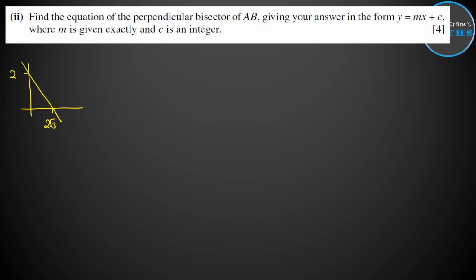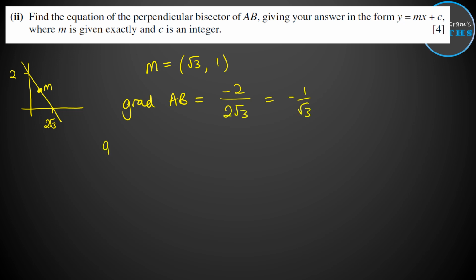So now we need to find the perpendicular bisector. We'll start by finding the midpoint of the line. So that's halfway between A and B. So halfway along in the x direction will be root 3, halfway in the y direction will be 1. Next we want the gradient of the line, which is rise over run. We're coming down on the rise, so it's a minus 2 over 2 root 3. So the gradient is negative 1 over root 3, making the gradient of the perpendicular the negative reciprocal, so that's root 3.